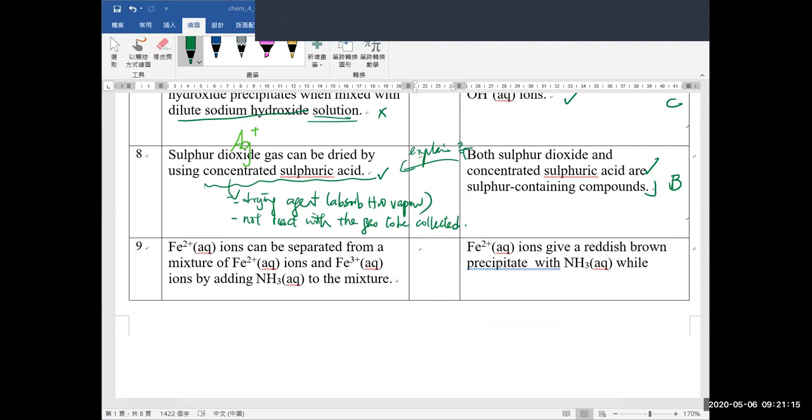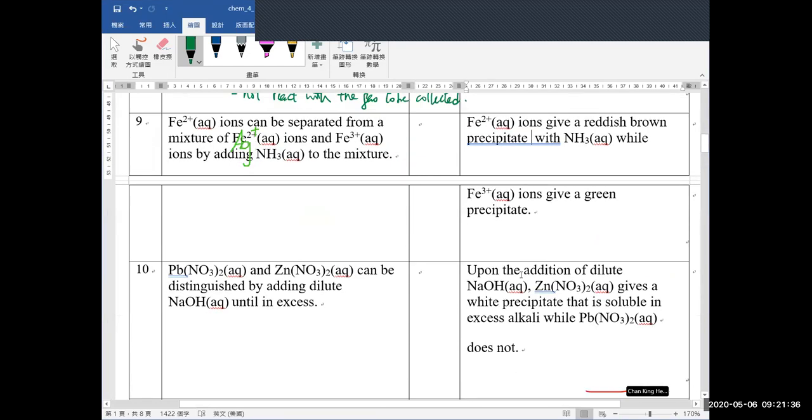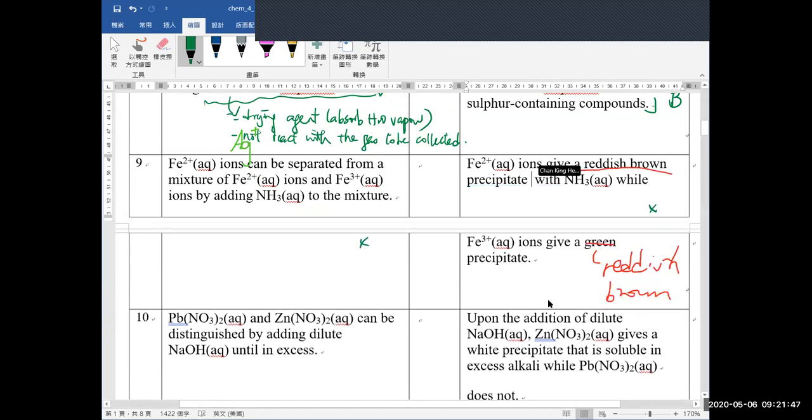Chu Junfei, question 9. Iron 2 ions can be separated from a mixture of iron 2 and 3 solution by adding ammonia to the mixture. Iron 2 ions will give a reddish brown precipitate. Wow, take a look. Iron 3 ions give a green precipitate. It's D, right? Totally wrong for the two cases.